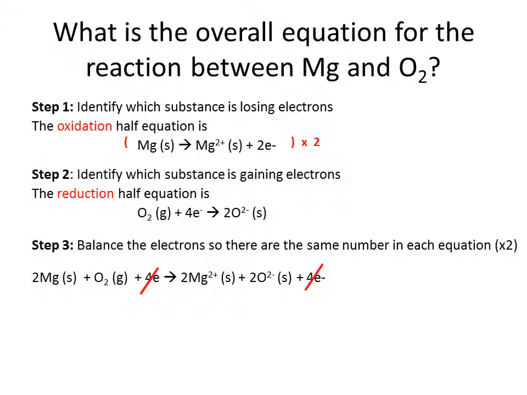Now we've got our electrons exactly balanced, so they'll cancel out, and our overall ionic equation is going to be 2Mg plus oxygen to give us 2MgO.